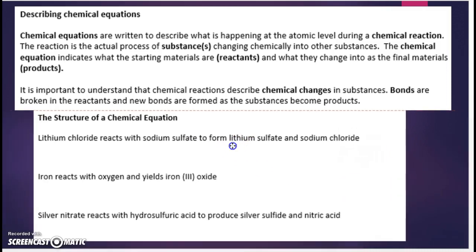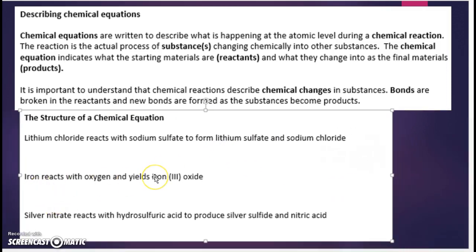Okay, the second example here, we're going to have iron reacts with oxygen yielding iron 3 oxide. So we have iron by itself reacting with oxygen. Remember, oxygen is a diatomic, so it's going to be O2. That's going to yield iron 3 oxide. That means iron has a +3 charge. So the charges are going to crisscross and we're going to get Fe2O3.